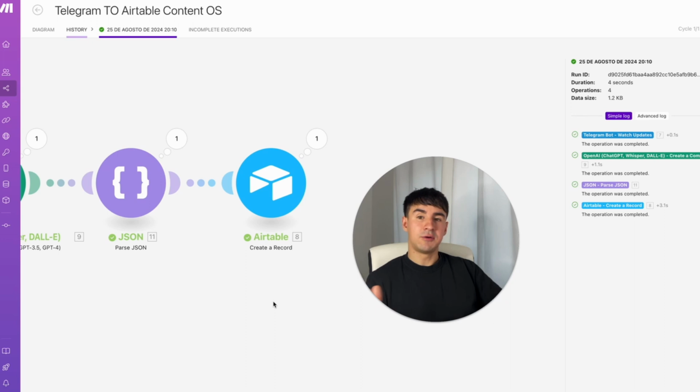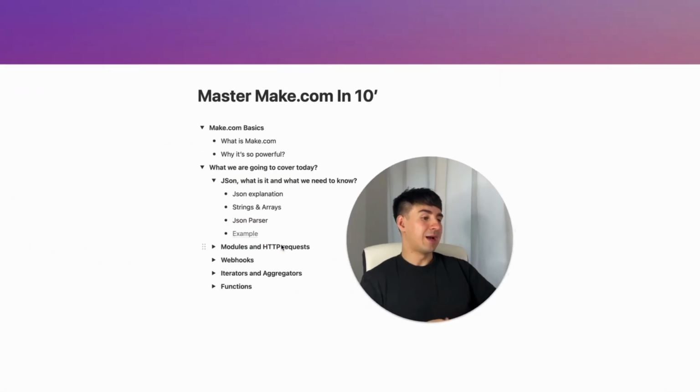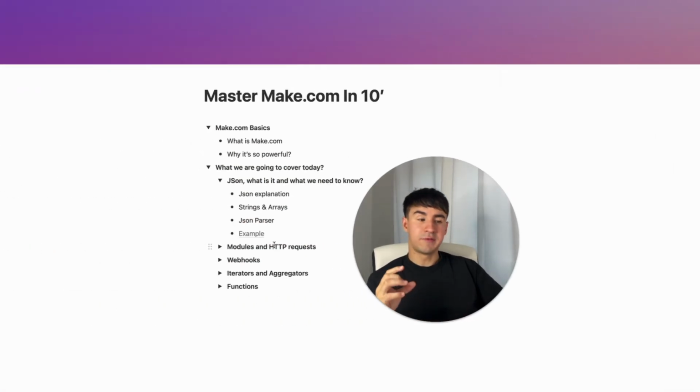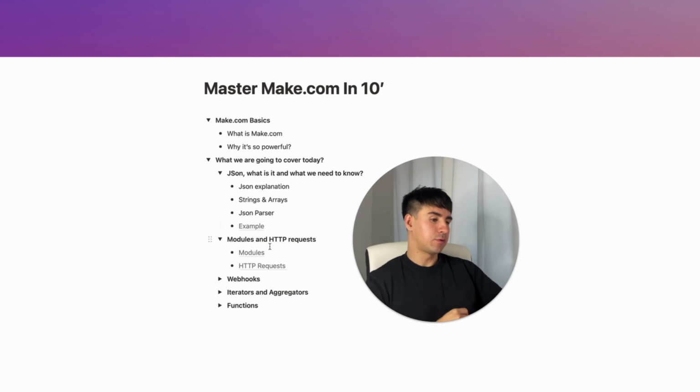Now that we have seen how to use the parse JSON module, which, as I said, is one of the most important modules that we have in make.com, we're going to go to the next step. And in the next step, basically, we're going to learn the difference between a module and an HTTP request, because indeed both of them are the same, but the modules are easier to use than the HTTP request. And here we're going to do an example.